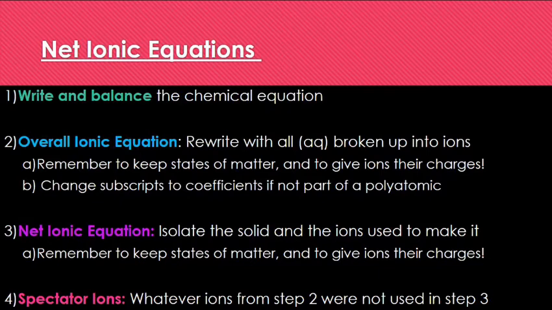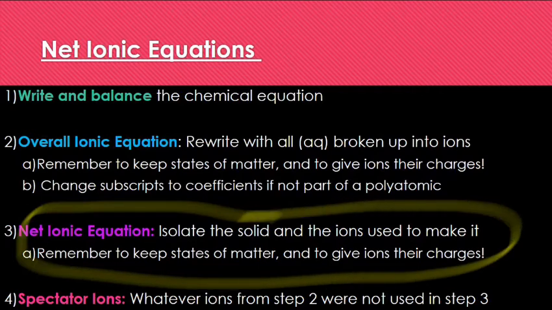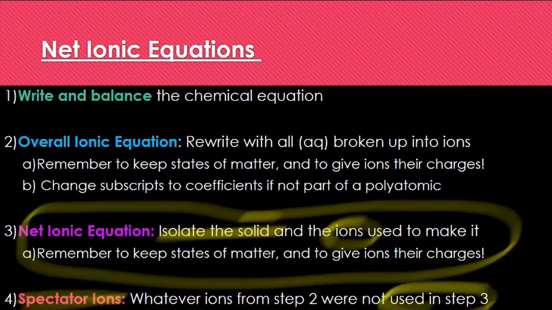So in the end, our whole goal is to get to a net ionic equation where we are isolating the solid. So this is going to be a precipitation reaction, and the net ionic equation is going to show the solid and the ions formed or used to make it. And that's it. We're going to leave out all of the spectator ions, meaning things that weren't used, that weren't changing from before my reaction to after. They were just sitting around watching.